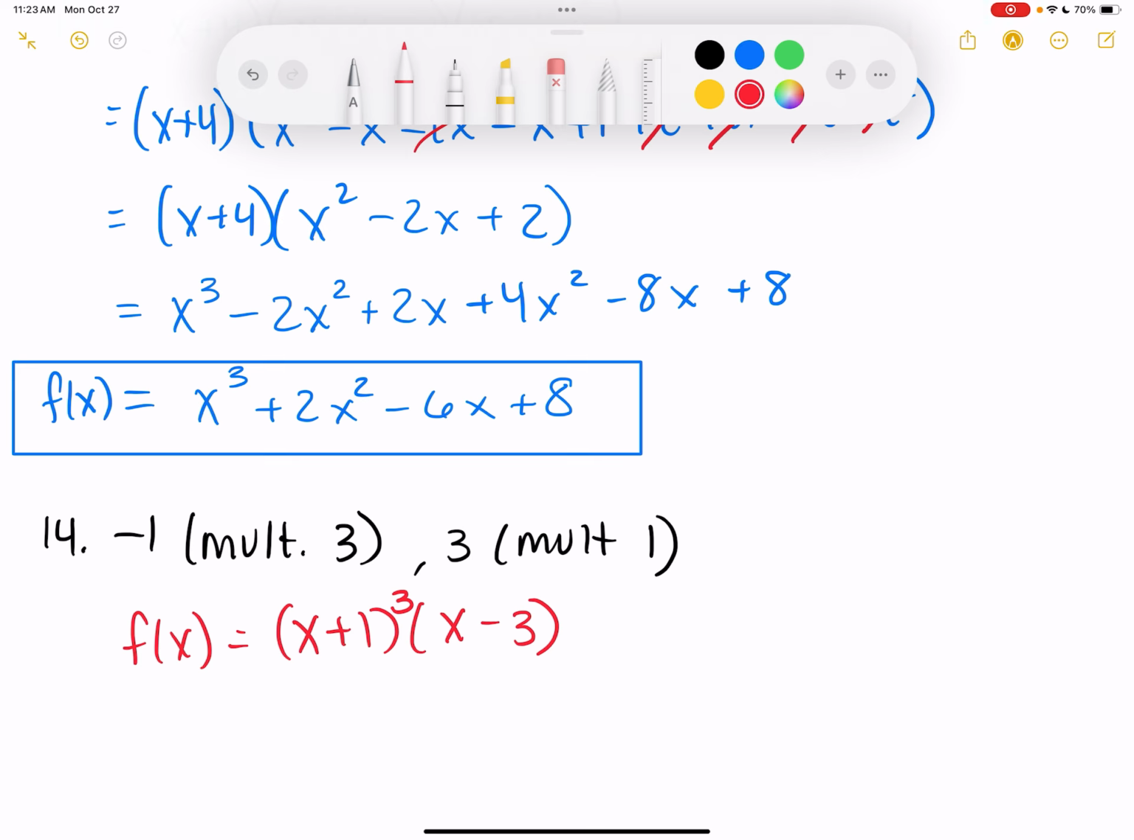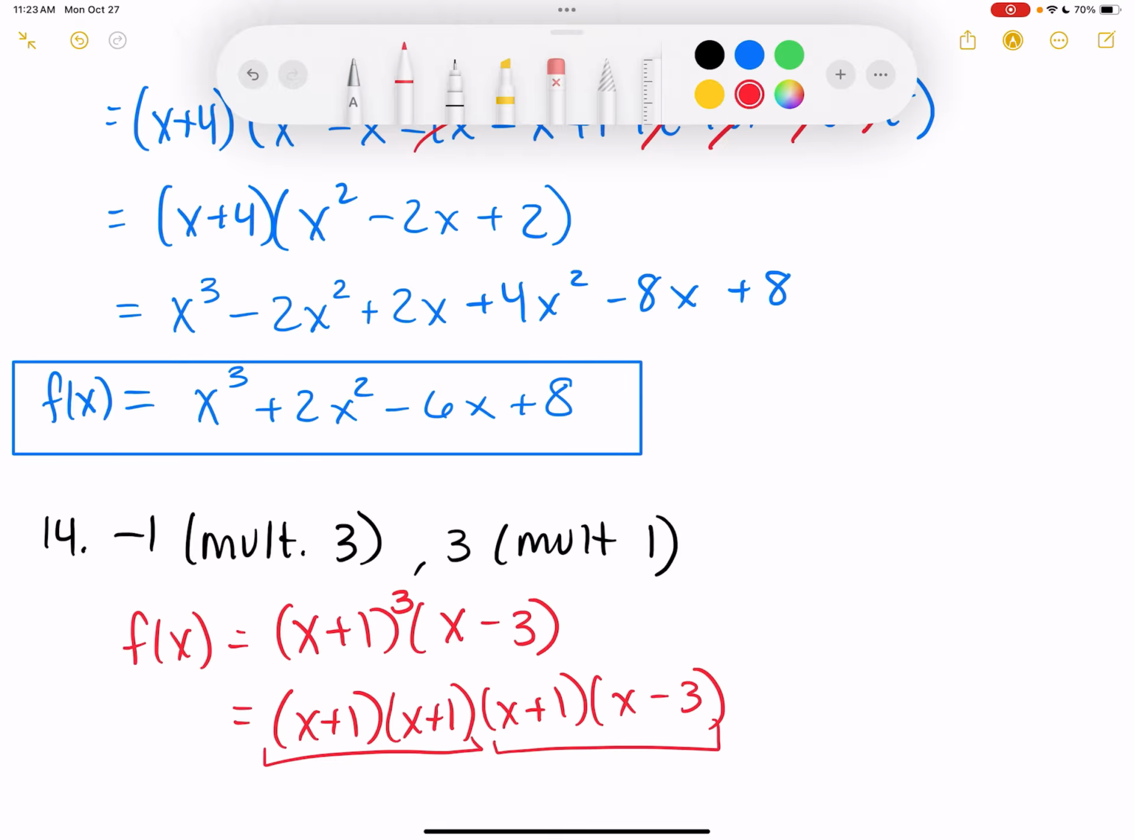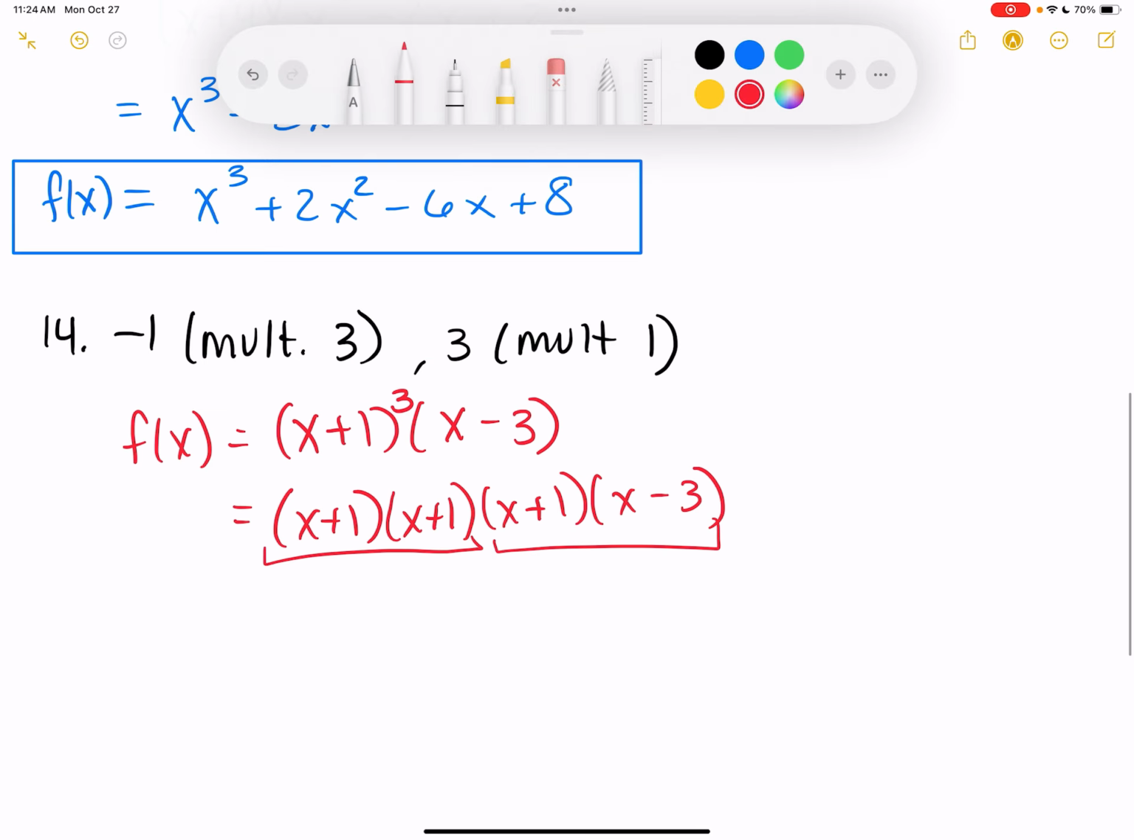So I would probably recommend with a problem like this that you rewrite this as x plus 1 times x plus 1 times x plus 1 and then times x minus 3, and then group them in sets of 2. And then this first thing is a perfect square trinomial, and then you're just foiling this last part, but up to you how you decide to do it. So this would be x squared plus 2x plus 1. And then over here, x squared minus 3x plus x, so that's minus 2x, and then minus 3.